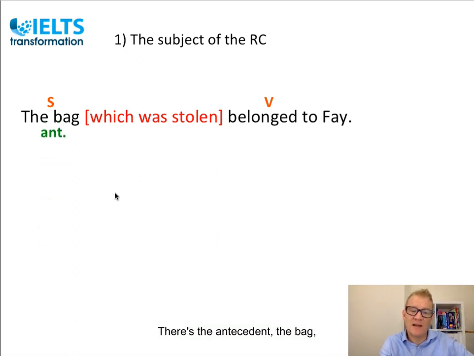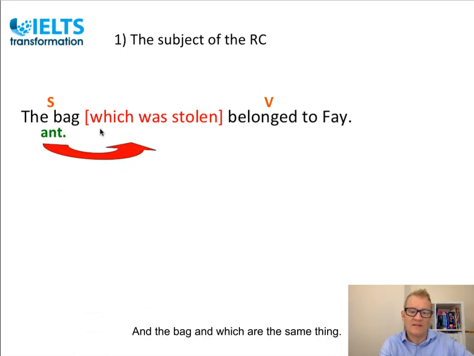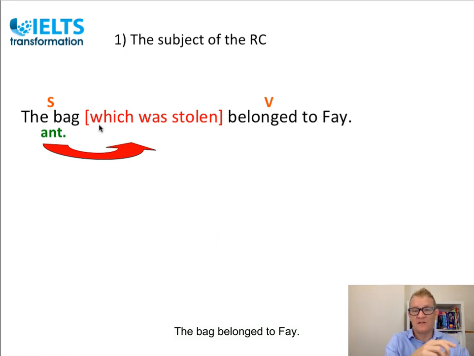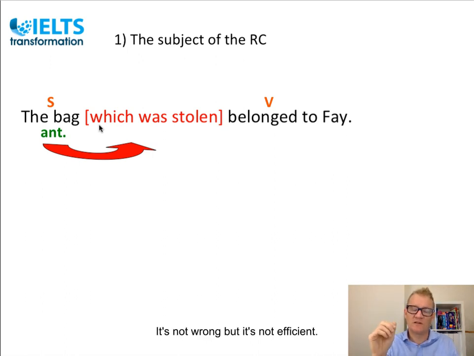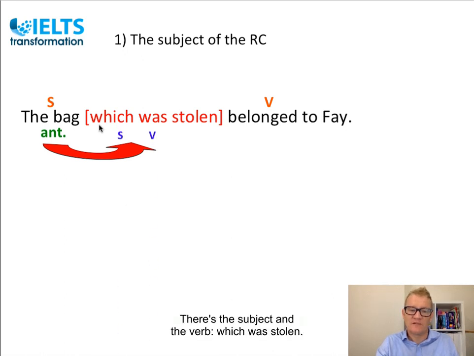There's the antecedent, the bag. This is the noun that we are describing. And the bag and which are the same thing. The bag was stolen. Full stop. The bag belonged to Faye. So when we use these relative clauses, we're joining sentences. We're being more efficient with the language. If we said all the time the bag was stolen, the bag belonged to Faye, this would be very, very basic English. It's not wrong, but it's not efficient. There's our subject and verb, which was stolen.